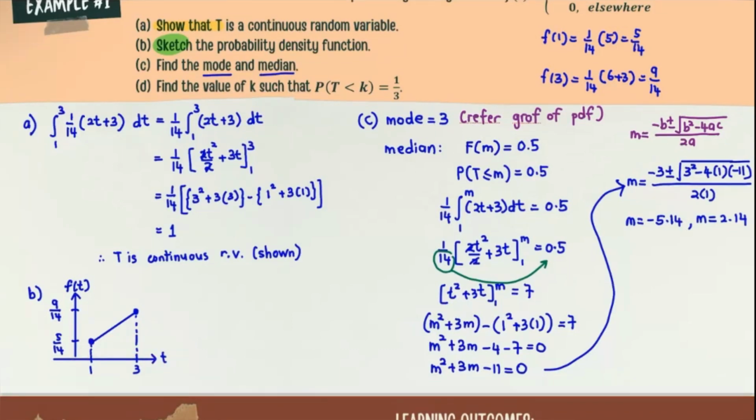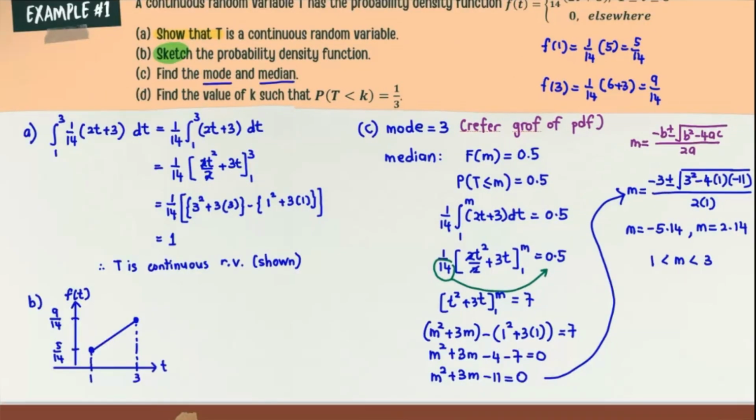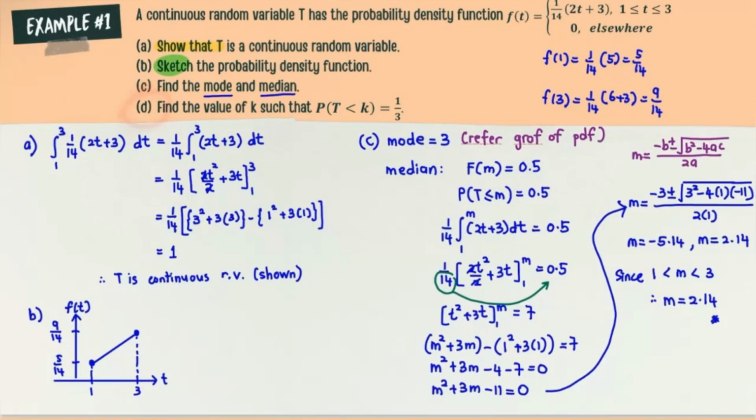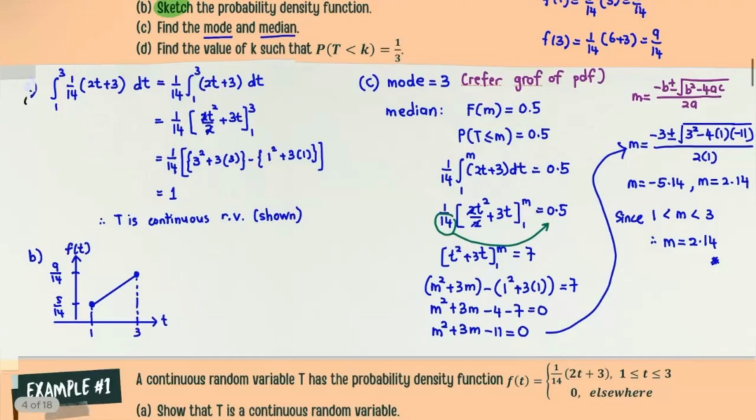So since our M is between 1 and 3, kan? M kita adalah between 1 and 3. So therefore, M will be equals to 2.14. So inilah the answer for our median. Okay, median untuk continuous dia sedikit panjang. So untuk soalan D, which saya buat kat bawah ni lah.